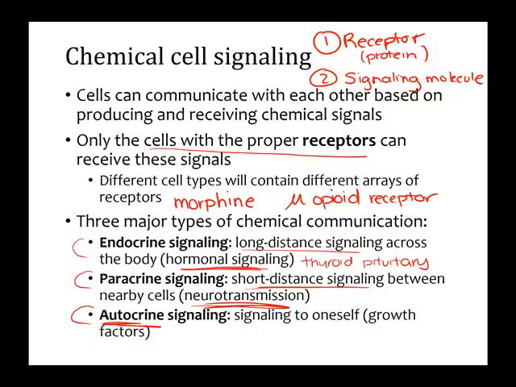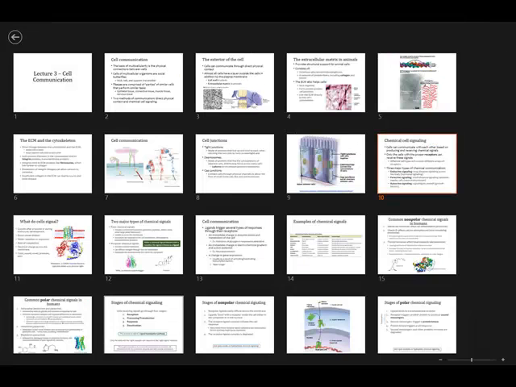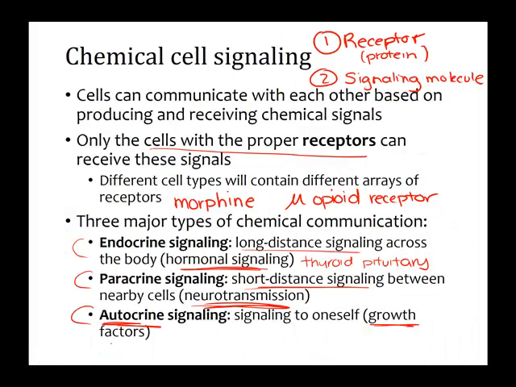Autocrine signaling, remember auto means self. This is where a cell tells itself to do something, and a lot of times where this happens is actually in growth. So a cell can actually tell itself in response to maybe more nutrients to actually grow.